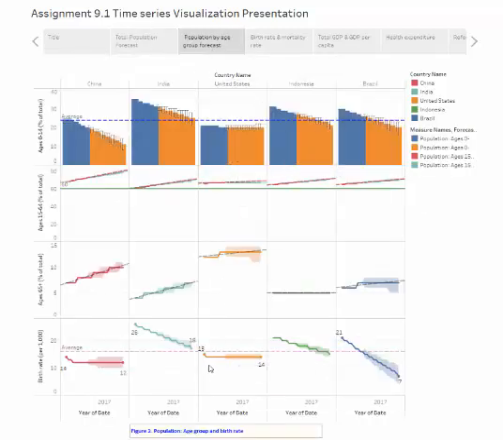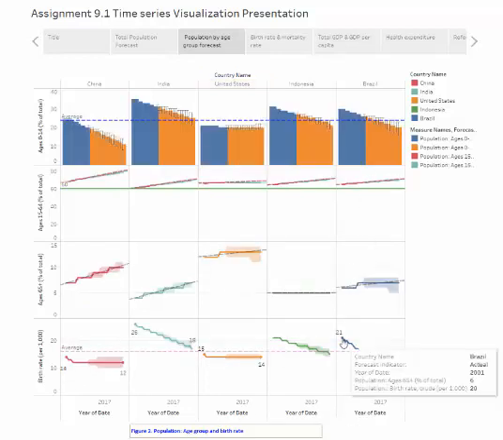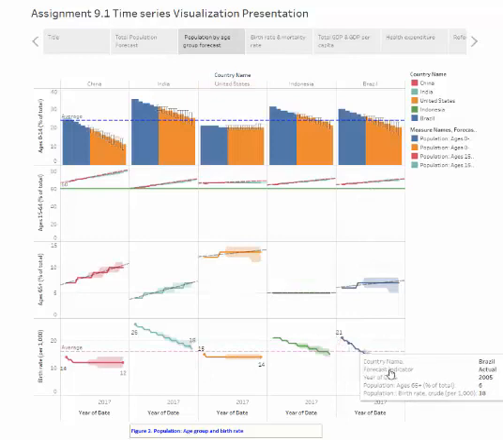The other thing to consider here is that for the United States, the birth rate is almost constant. When you look at Brazil, it is drastically changing. It is from 21 to 7.